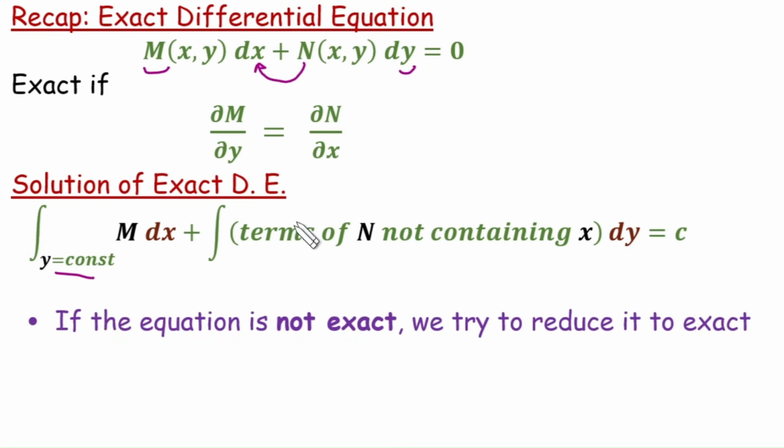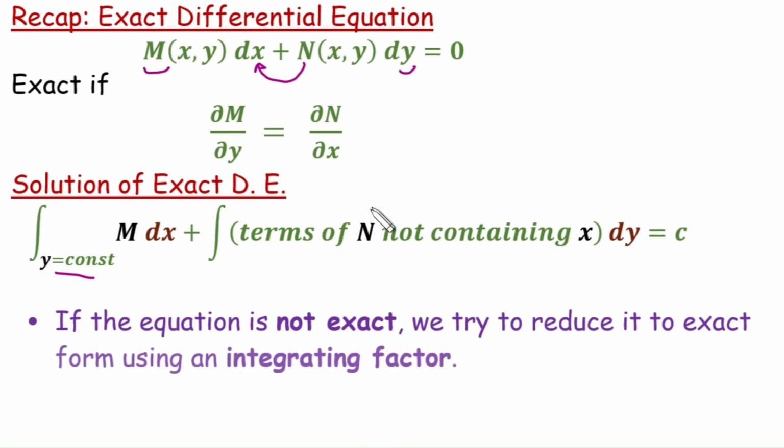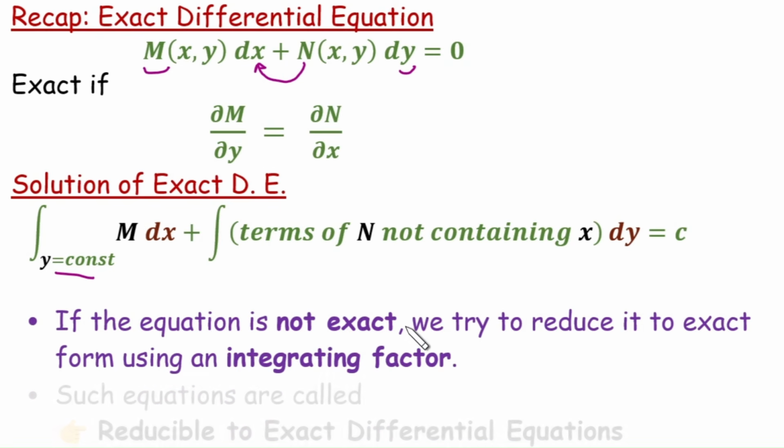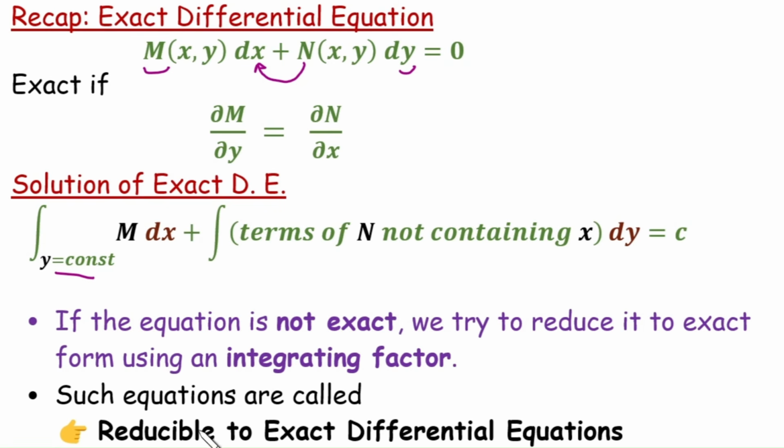Now if the equation is not exact, meaning the partial derivative of M with respect to y is not equal to the partial derivative of N with respect to x, in that case we can convert a non-exact equation into an exact one just by multiplying with the integrating factor. Such equations are called reducible to exact differential equations.